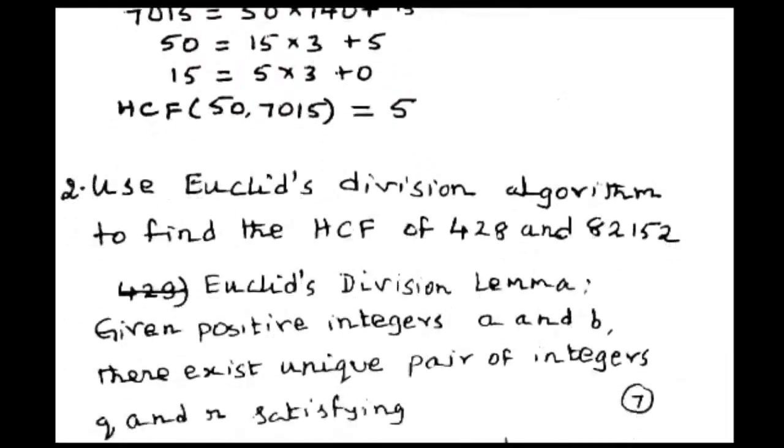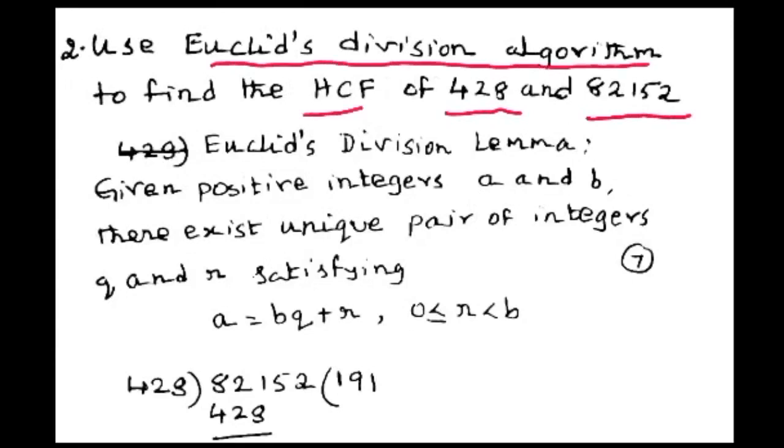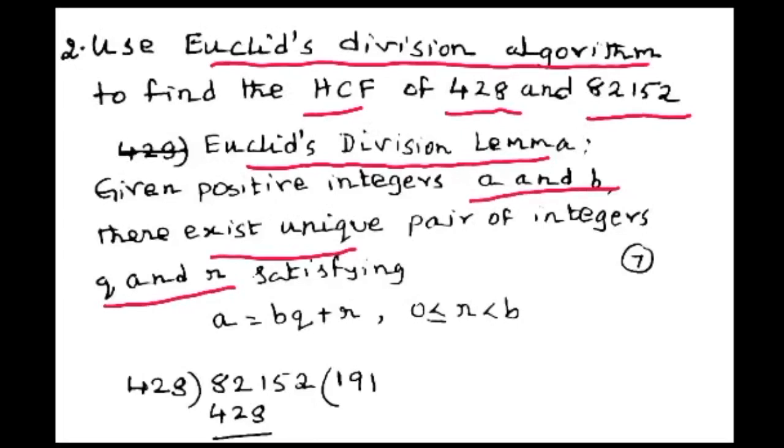Now we find the HCF of two numbers 428 and 82,152 using Euclid's division algorithm. We note down Euclid's division lemma. Given positive integers a and b, there exists a unique pair of integers q and r satisfying a equals bq plus r, where 0 less than or equal to r less than b. So first we have to write the statement of Euclid's division lemma.